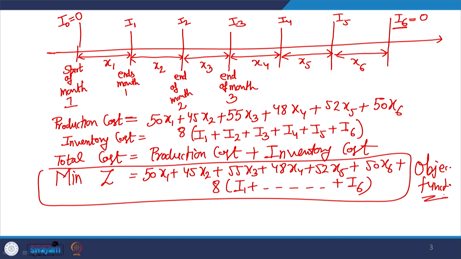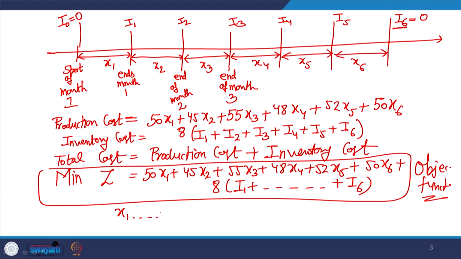Now I think you all will be able to understand the decision variables also, because we have already formed the objective function. So the decision variables are x1 to x6 and I1 to I6. These are the decision variables, and you can count them: there are 12 in number.